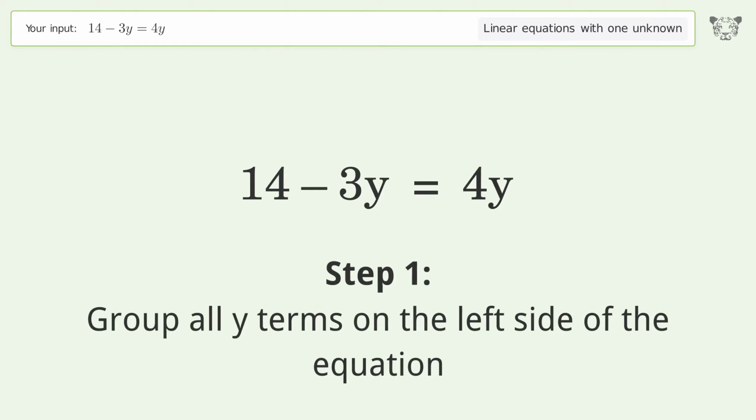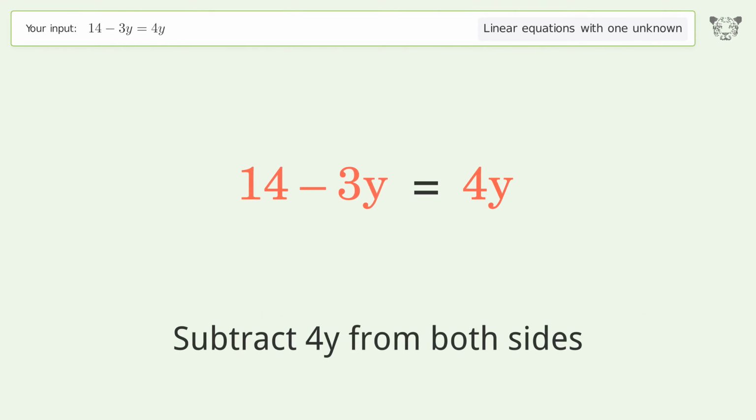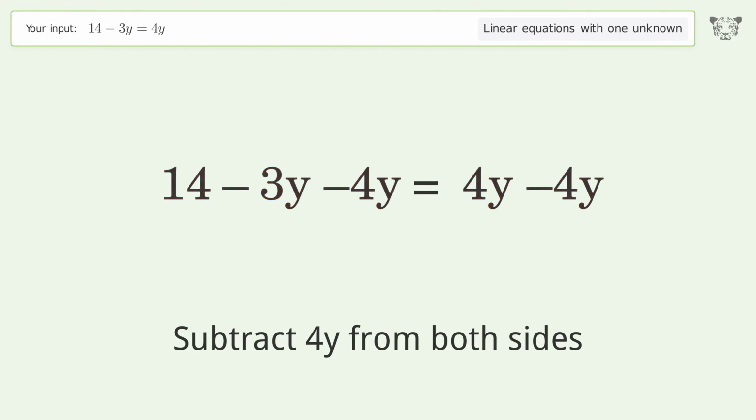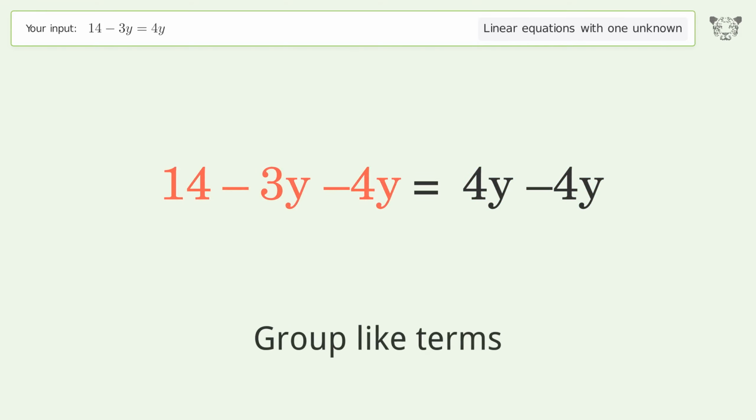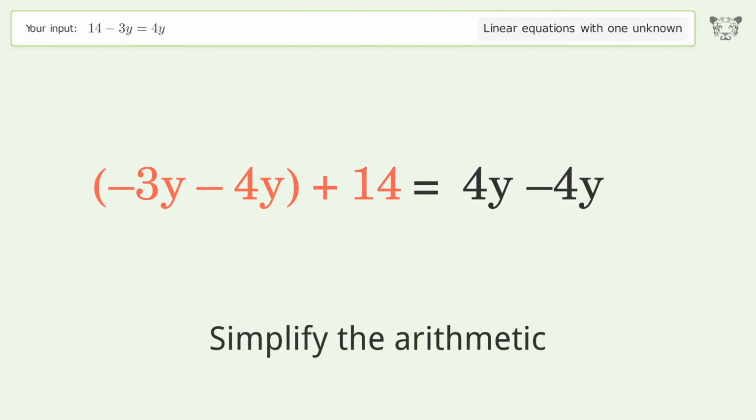Group all y terms on the left side of the equation. Subtract 4y from both sides. Group like terms. Simplify the arithmetic.